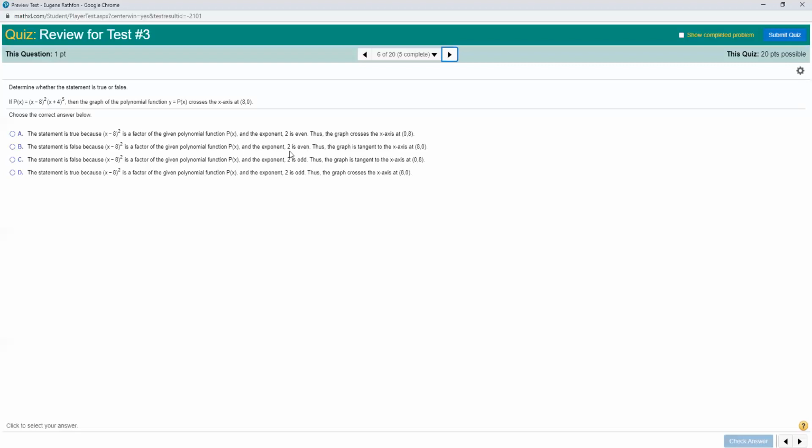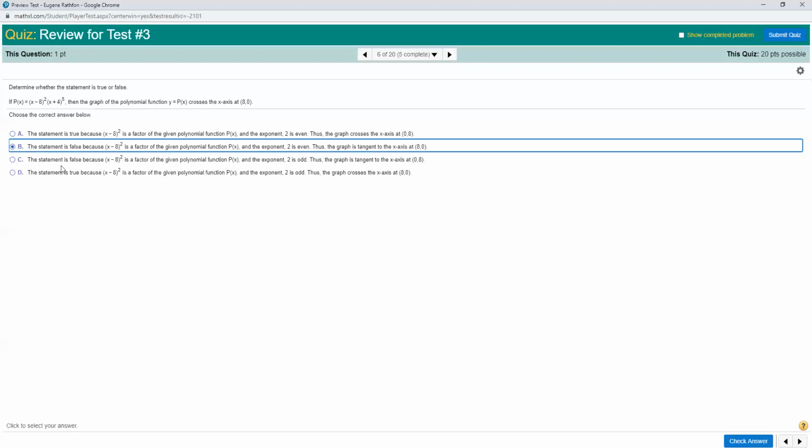And let's see, so since the exponent 2 is even, the graph is tangent, so we would have to go with B. Now, C says it's false, which is true, but they're saying the exponent 2 is odd, and 2 is not odd, it is even. So these two where they got 2 being odd, you might as well throw them out and just figure out, is it going to be true or false? If nothing else, graph it and see what it does when it crosses over there at that 8, okay?